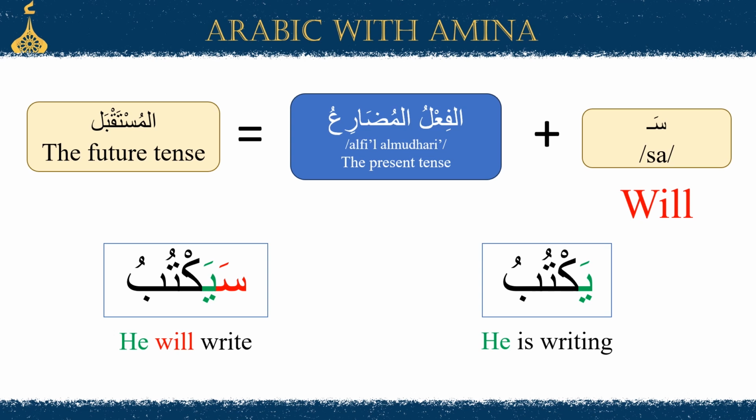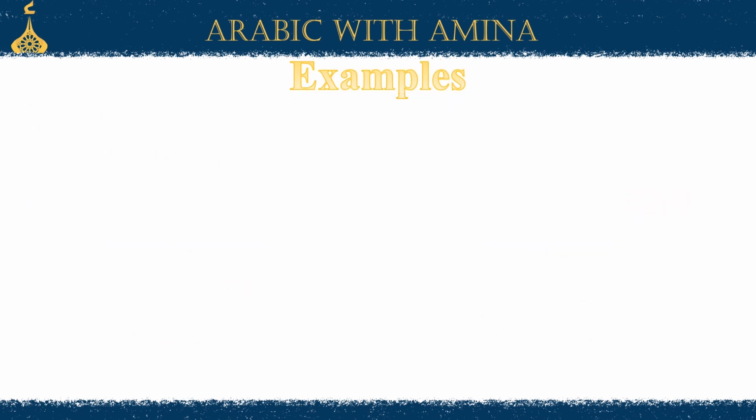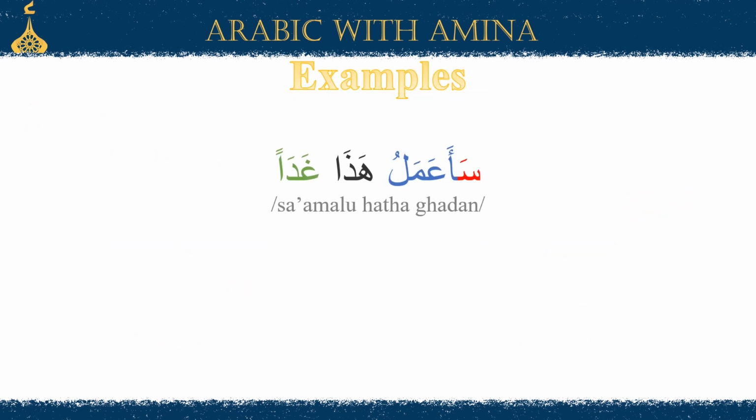An example using this method would be سأعمل هذا غدا. I will do this tomorrow. The present tense verb is in blue, أعمل, I am doing. And when we attach the prefix to it, sin, it becomes future tense, I will do.